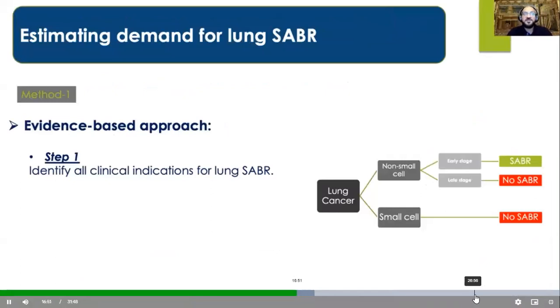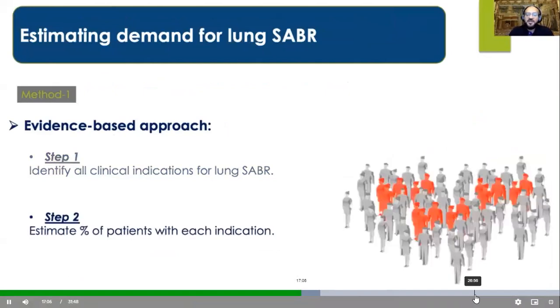We use the evidence-based approach, which basically has two main steps. In the first one, we identify all the indications or the clinical scenarios for which SABR would be recommended, based on the best available evidence and guidelines. The next step is to look at the epidemiological data for our population and find the estimates or the incidence rates of these indications. Then we can combine all these ratios to find out the total demand for the treatment.